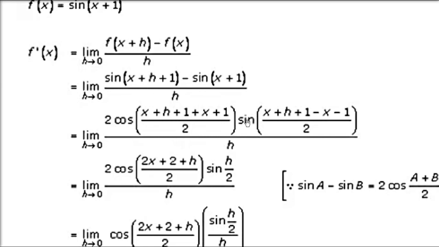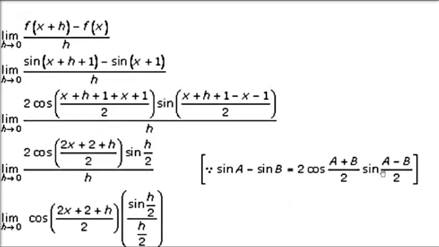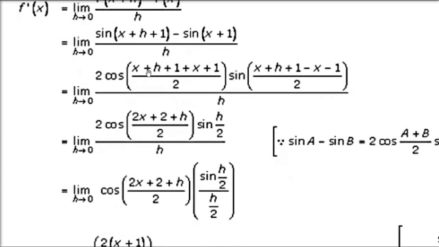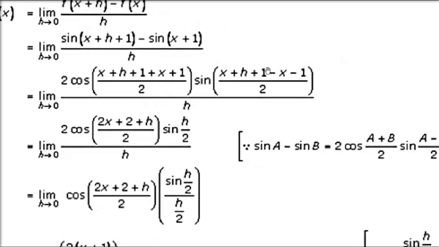See, the formula is on the lower right. So 2 cos (A+B)/2 sin (A−B)/2. That gives 2 cos of (x+h+1+x+1)/2 and sin of (x+h+1−x−1)/2. So here what do you get? x and x is 2x, h will remain as it is, and 1 plus 1 is 2. So 2x plus 2 plus h. Here x gets cancelled, 1 gets cancelled.